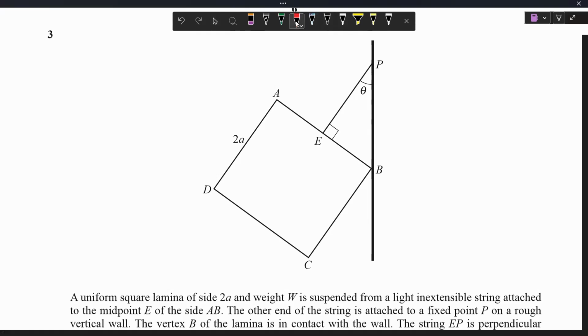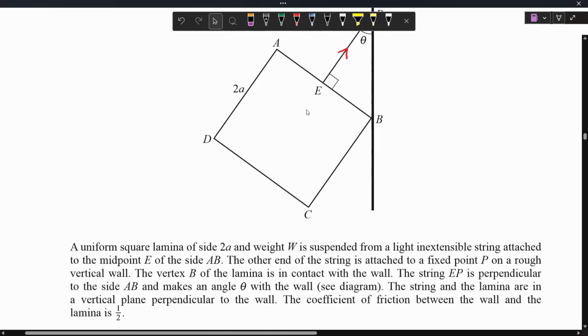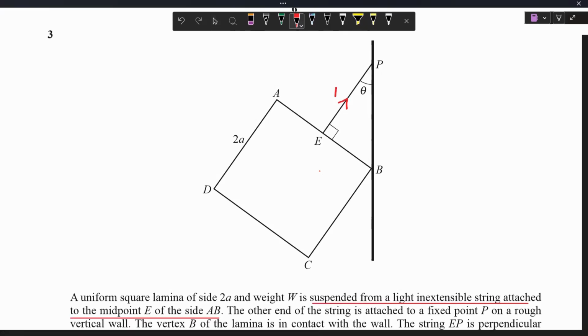So the forces at play in this particular situation, we can start with the string EP because from the question, they tell us that this square lamina has been suspended from a light inextensible string attached to the midpoint E of the side AB. So there has to be tension in the string. So that is the first force.